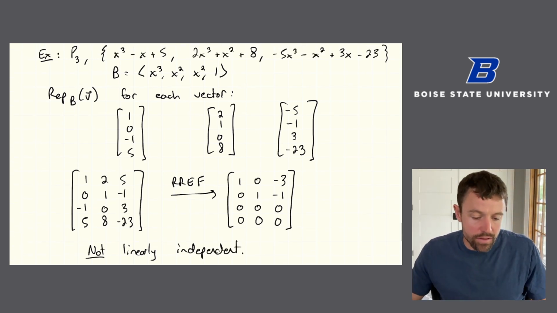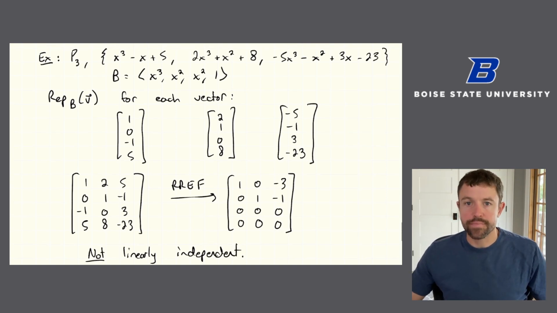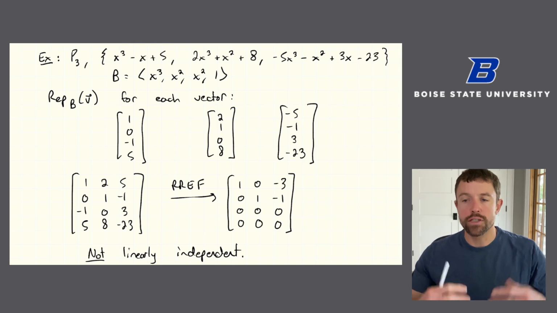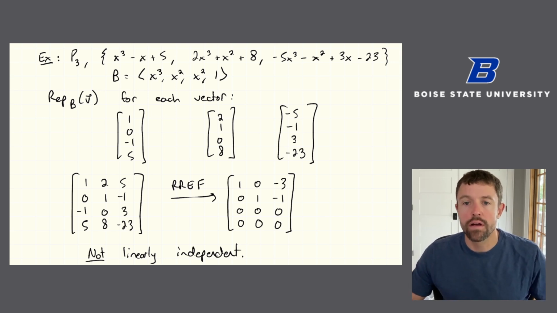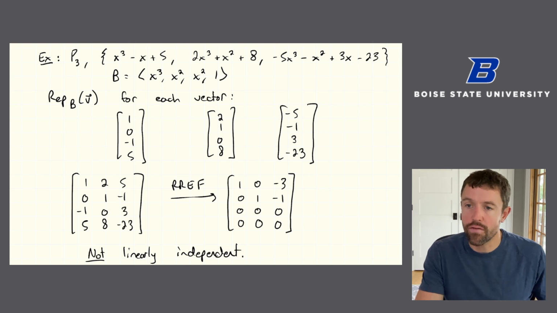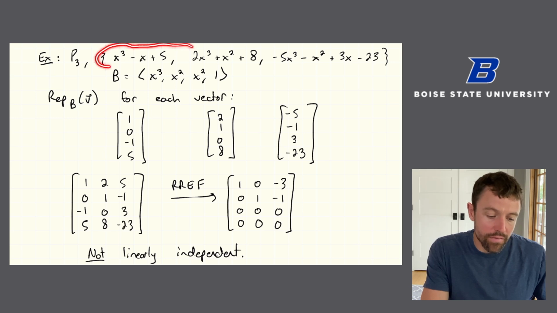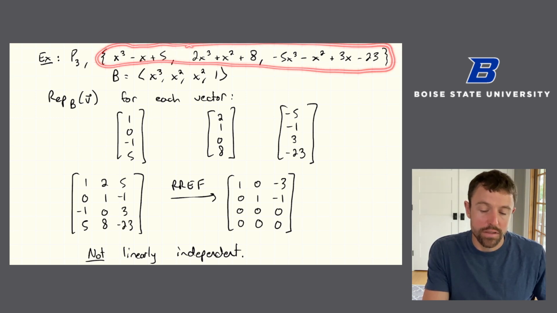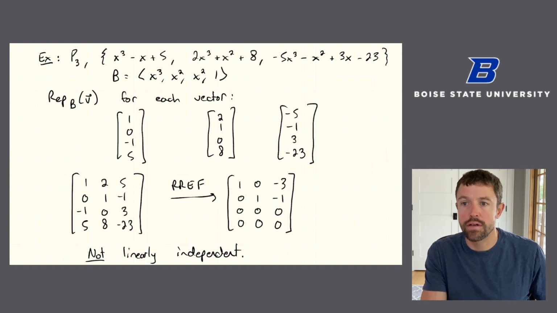So this set of vectors in P3, we represented them as vectors in R4. We determined that the vectors in R4 did not span R4, did not form a basis, and were not linearly independent. That means that these original vectors have those same properties, because those are vector space properties. They're not linearly independent, they do not span the space, and they're not a basis.